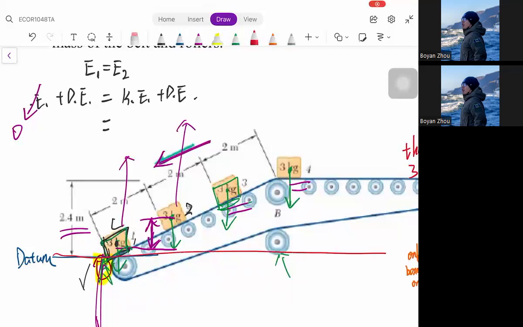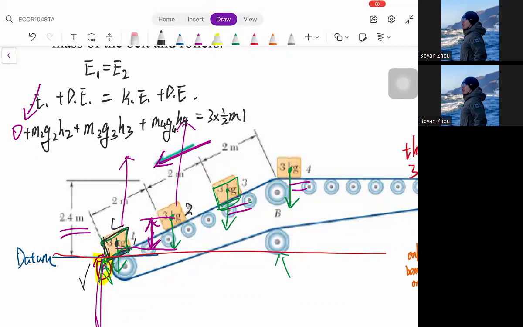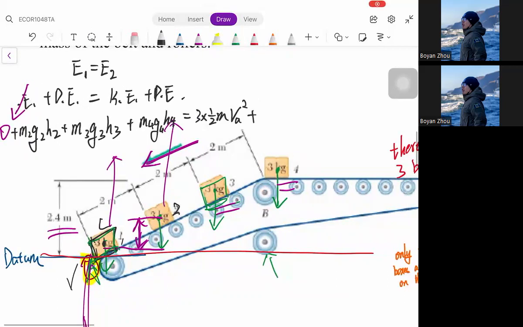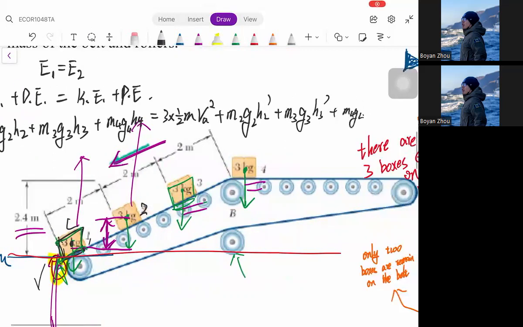If we're saying the datum is here, like for box 2, that would be plus M2 G2 H2 plus M3 G3 H3 plus M4 G4 H4 is equal to the kinetic energy of 3 boxes, which is going to be 3 times half mv squared, plus the potential energy, which is going to be the same things: M2 G2 H2 prime, where H2 prime now is going to be different from the H2 before, plus M3 G3 H3 prime plus M4 G4 H4 prime.